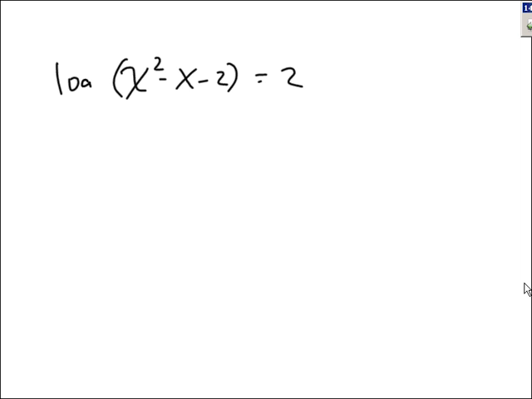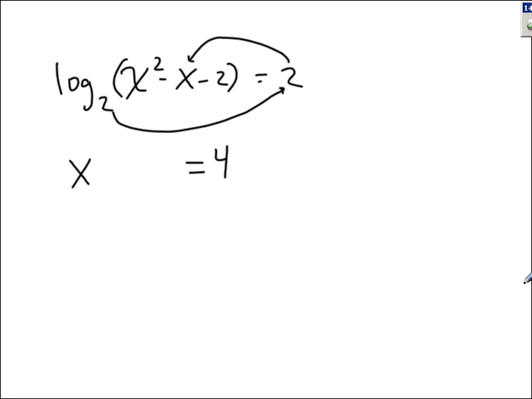Suppose you were asked to solve this problem. Log base 2 of what's in the brackets equals 4. So 2 squared equals what's in the brackets. 2 squared, 4, equals what's in the brackets. It's a quadratic. Take away 4 from both sides. Factor, or use the quadratic formula.